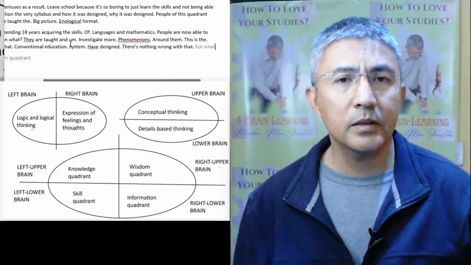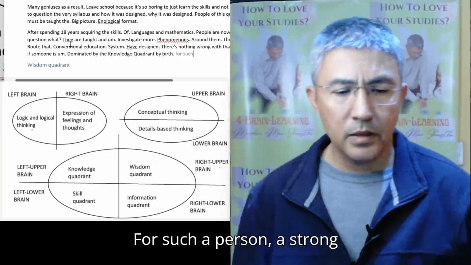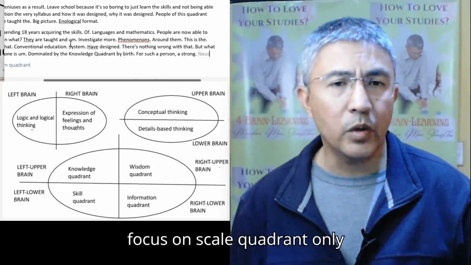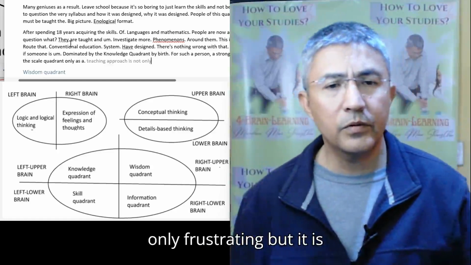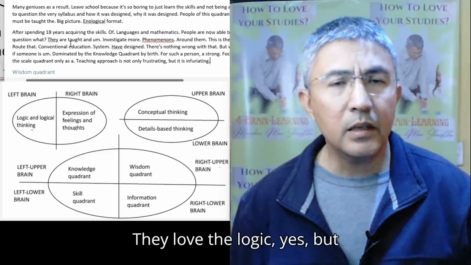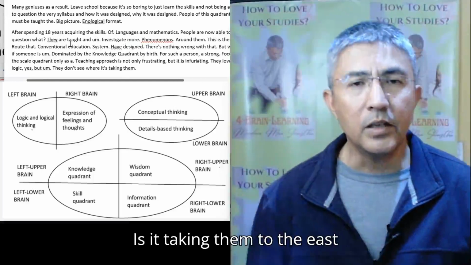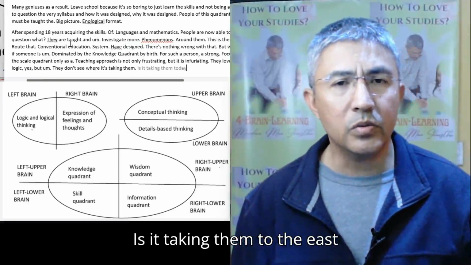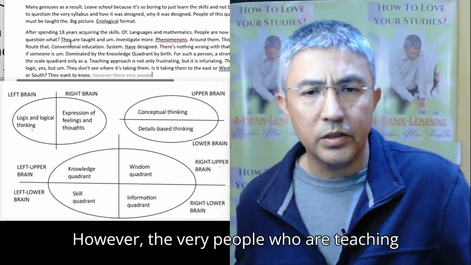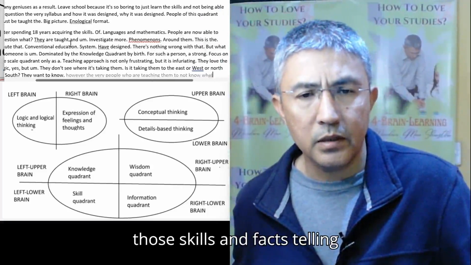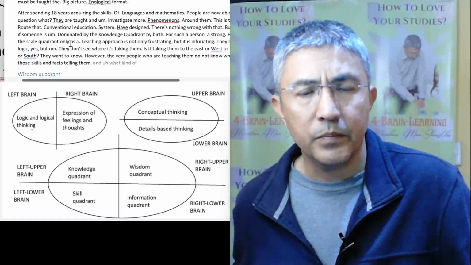But what if someone is dominated by the knowledge quadrant by birth? For such a person, a strong focus on the skill quadrant only as a teaching approach is not only frustrating, but it is infuriating. They love the logic, yes, but they don't see where it's taking them. Is it taking them to the east or west or north or south? They want to know. However, the very people who are teaching them do not know what those skills and facts are telling them, and what kind of picture it is compiling into.